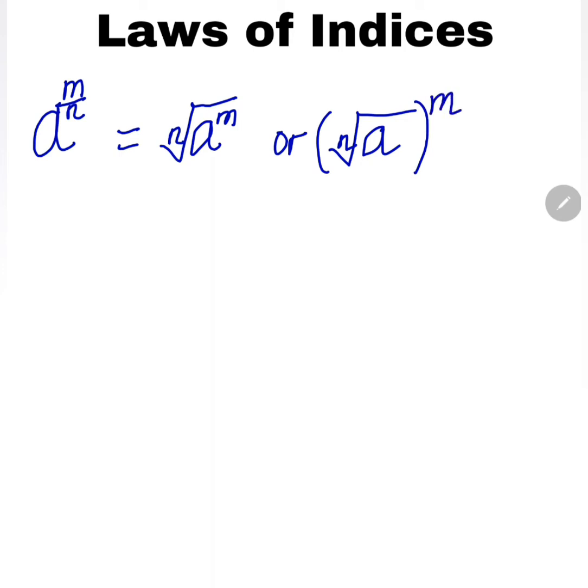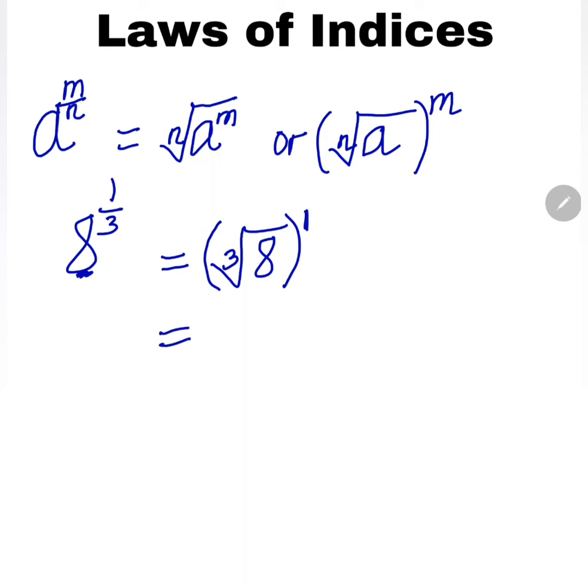Let's consider some examples. If you are asked to simplify 8 raised to the power 1 divided by 3, what you will simply do is you apply the law. The number 8 is like your a, 1 is like your m, and 3 is like your n. So I'm going to apply the law. So I'll do the cube root of 8 all to the power 1.